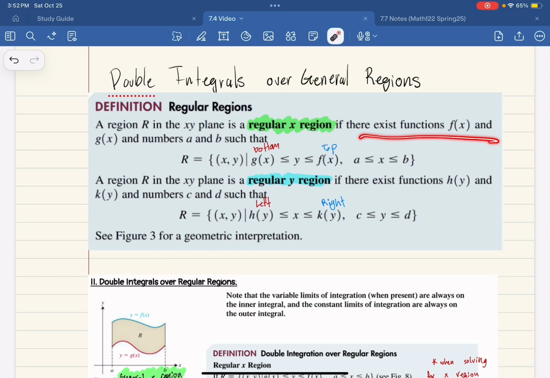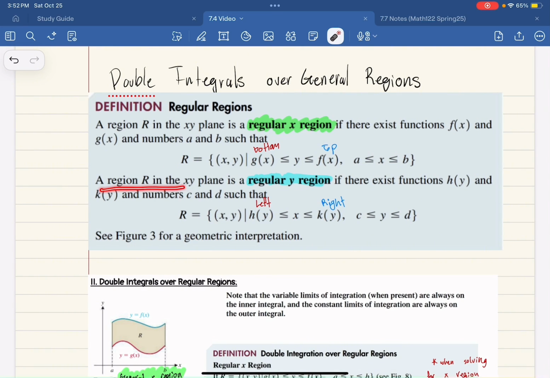there exist functions f of x and g of x and numbers a and b such that R equals the function g of x, and so this is like the y-axis. This is regarding y, so the bottom function and the top function, so you'd plug that in here, and then a and b, so this would be like across the x-axis.